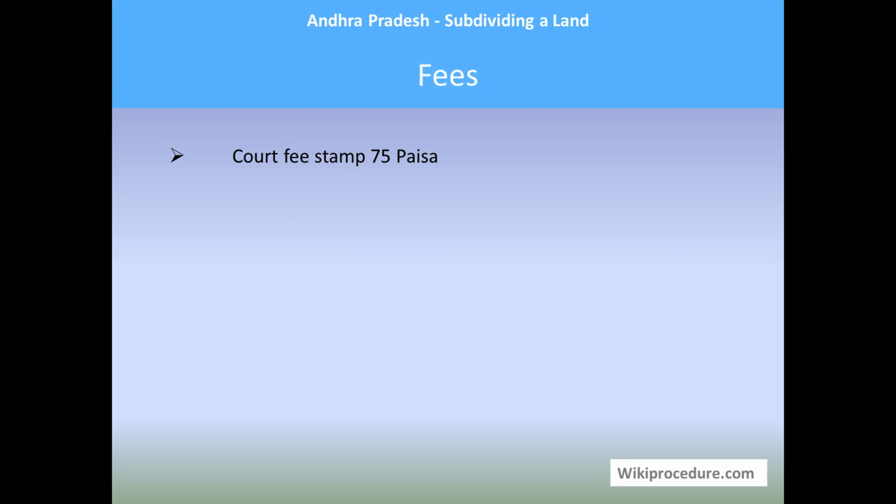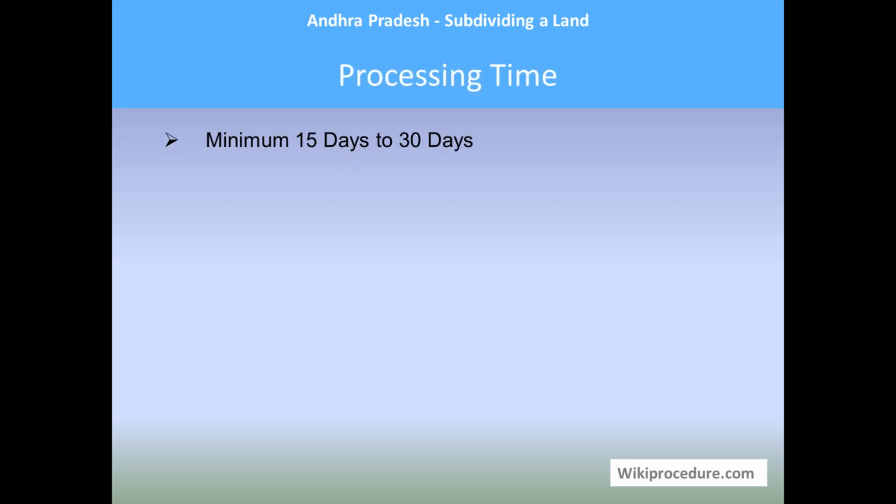Fees. A court fee stamp of 75 paise is required for this application procedure. Processing time. A minimum of 15 days to 30 days is required to process your requirement.